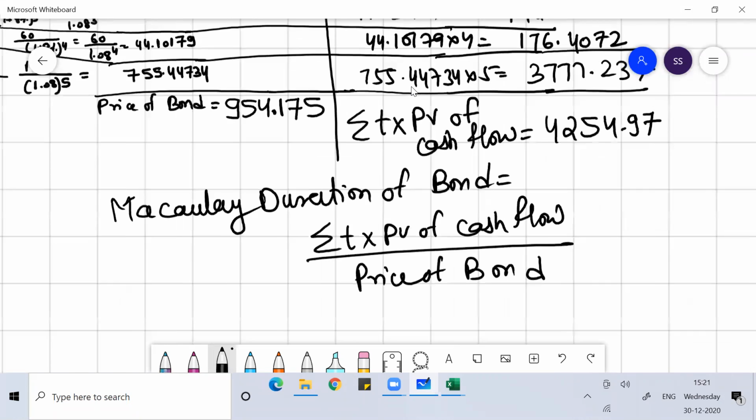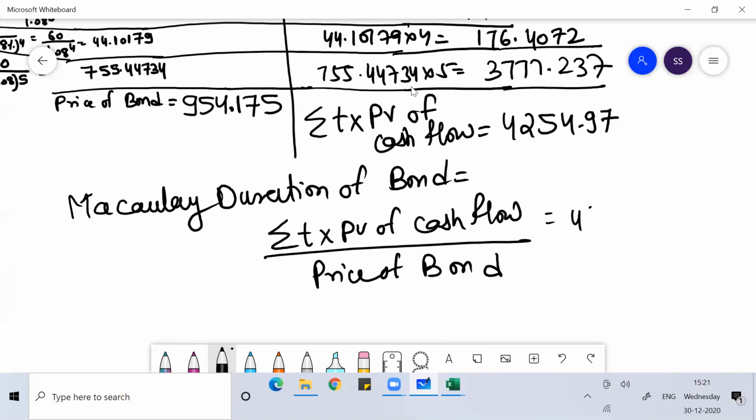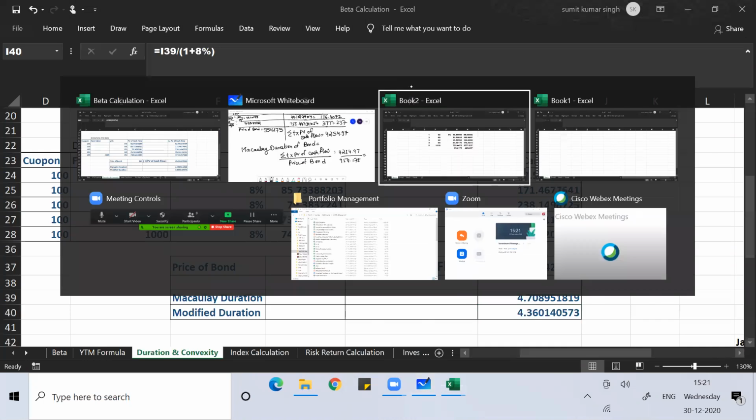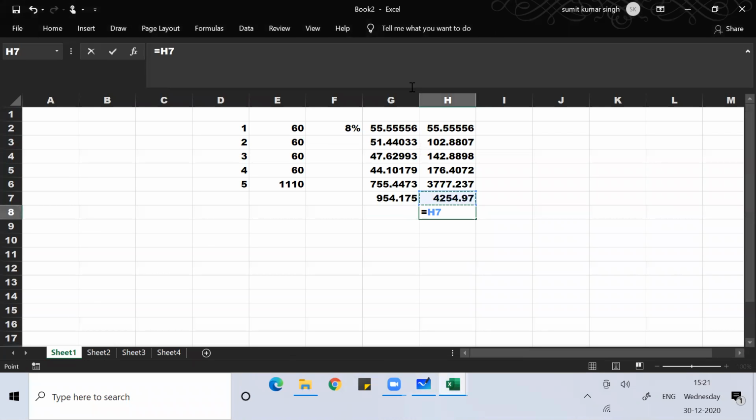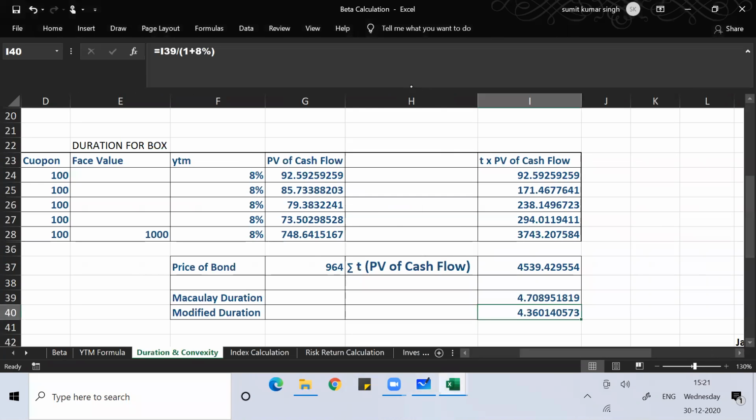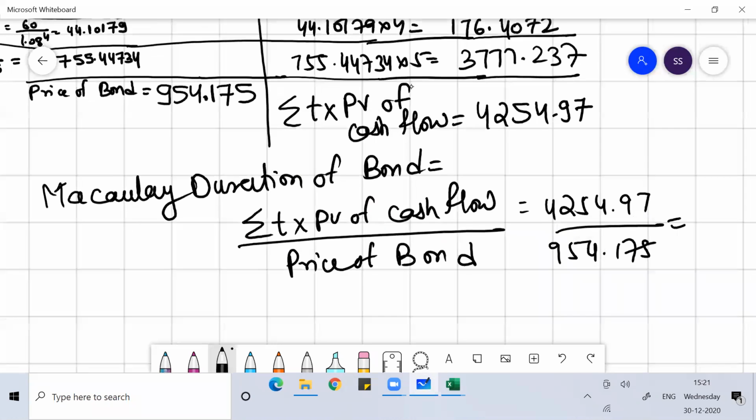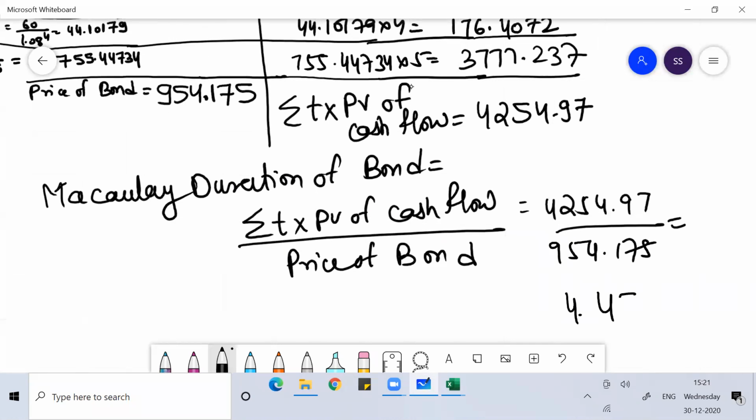So that is equal to how much? That is equal to 4254.97 divided by 954.175. That will give you the Macaulay duration of the bond.